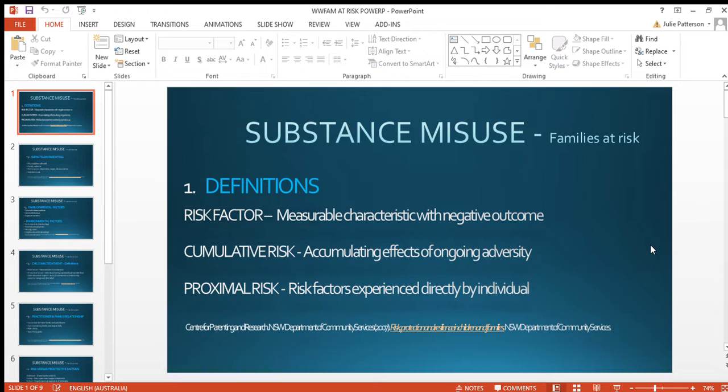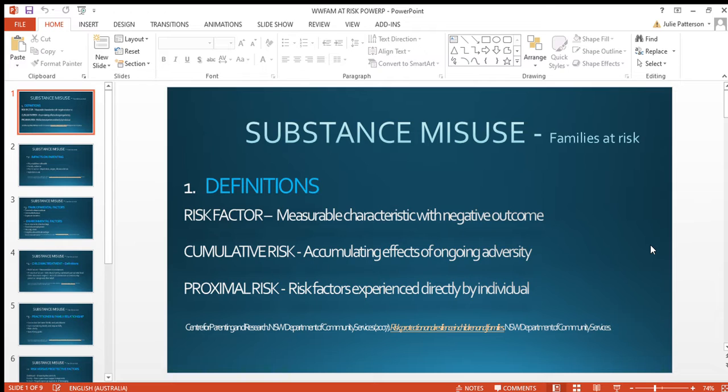New South Wales Department of Community Services provides its definition of risk factor, and that it means a measurable characteristic in a group of individuals or their situation that's associated with a negative outcome. So an example of a risk factor would be a low socio-economic status or a parental substance misuse.